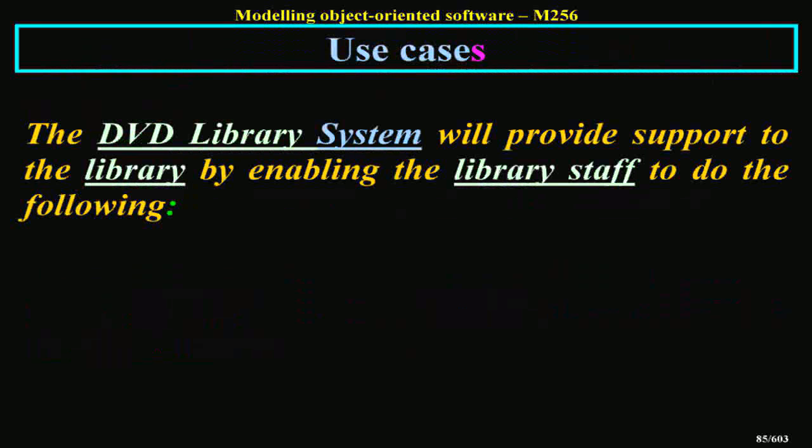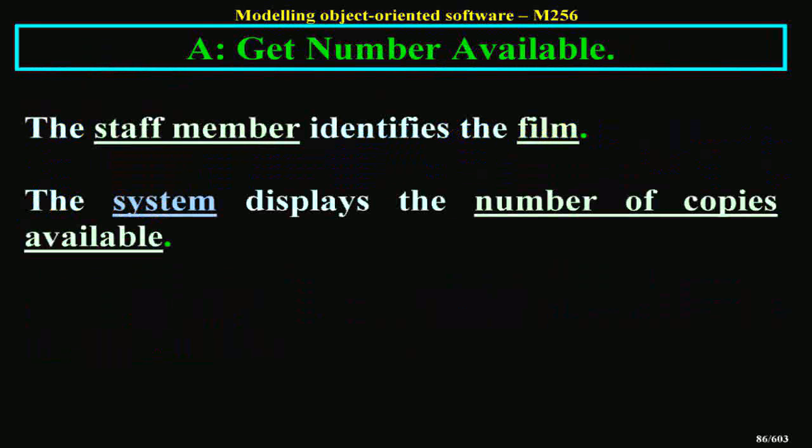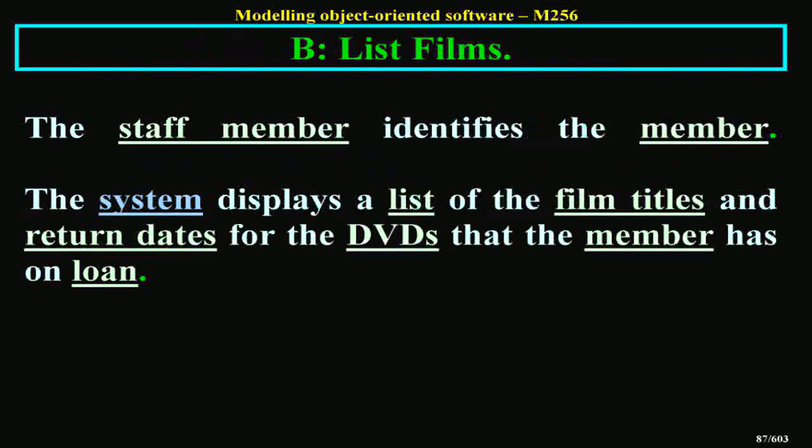Use cases. The DVD library system will provide support to the library by enabling the library staff to do the following. A. Get number available. The staff member identifies the film. The system displays the number of copies available. B. List films. The staff member identifies the member. The system displays a list of the film titles and return dates for the DVDs that the member has on loan.